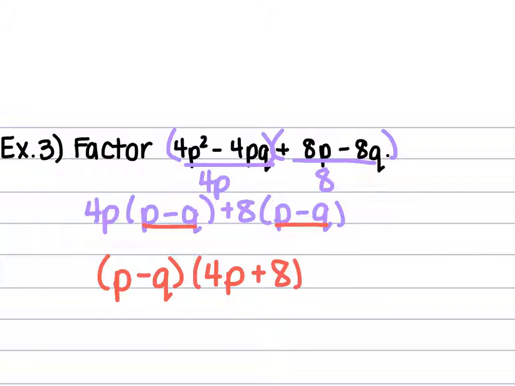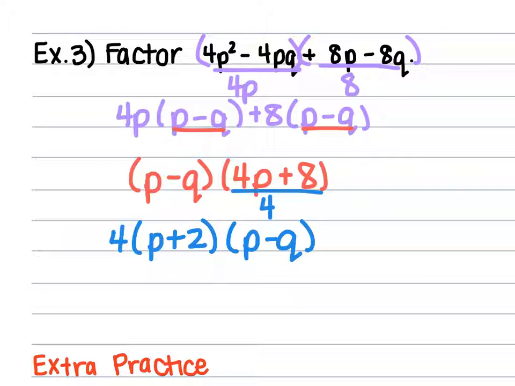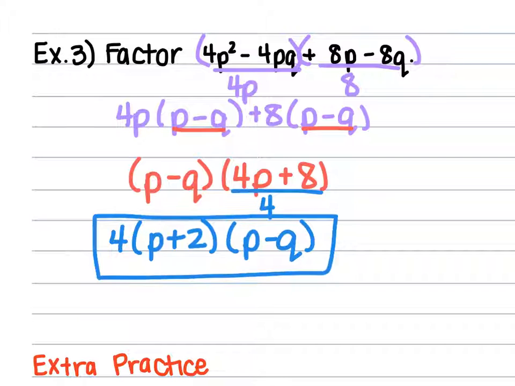Now, you'll realize that that 4p plus 8, they both share a common factor of 4. So this one we're going to factor out that 4, and this is going to give us 4 times what's left over, p plus 2, and then we're going to rewrite the p minus q as well. So totally factored is 4 times p plus 2 times p minus q.